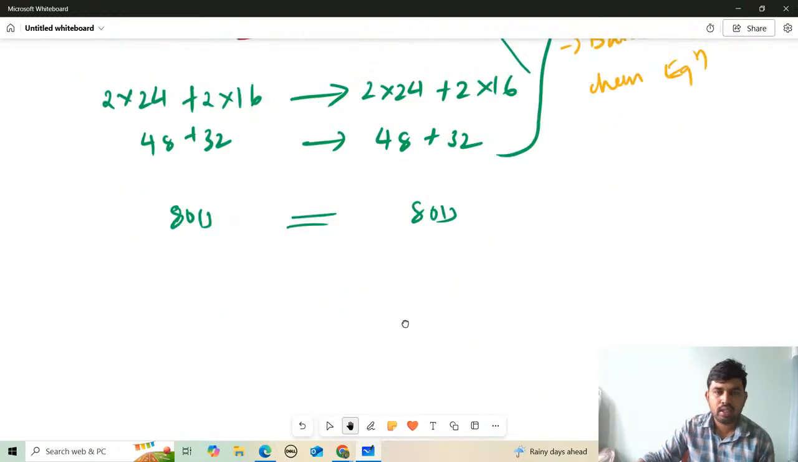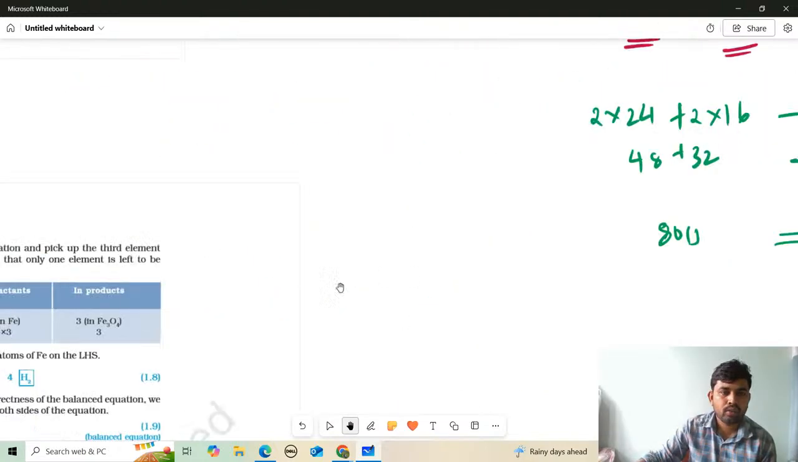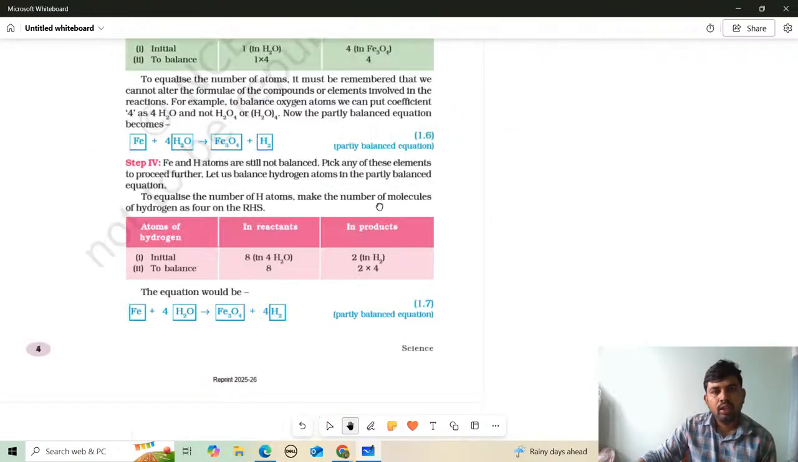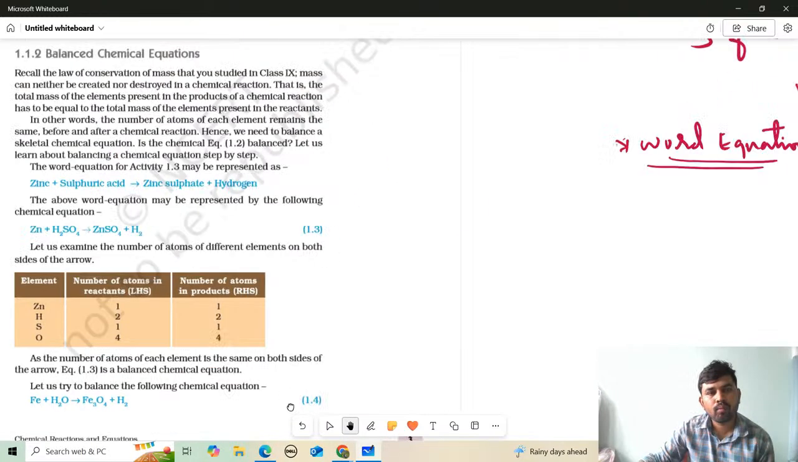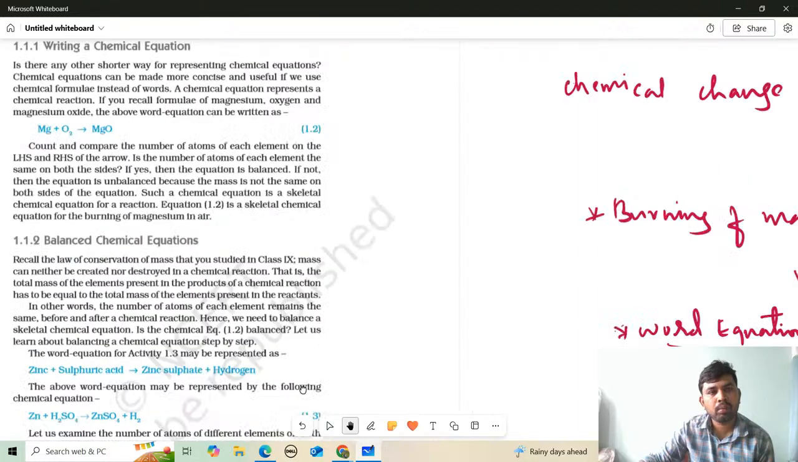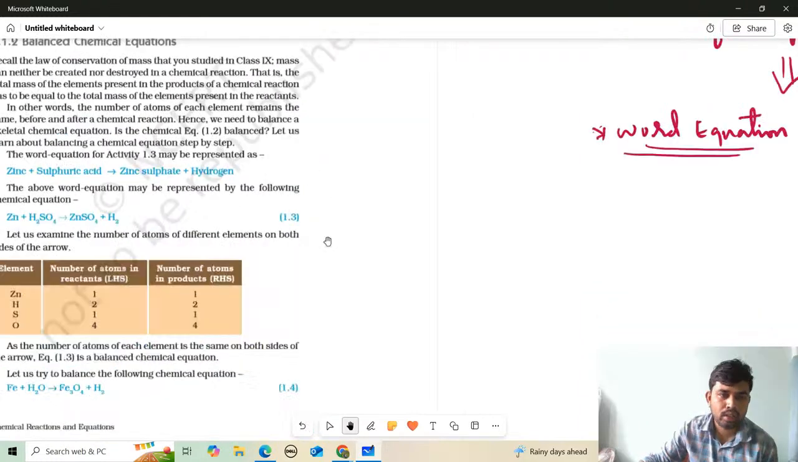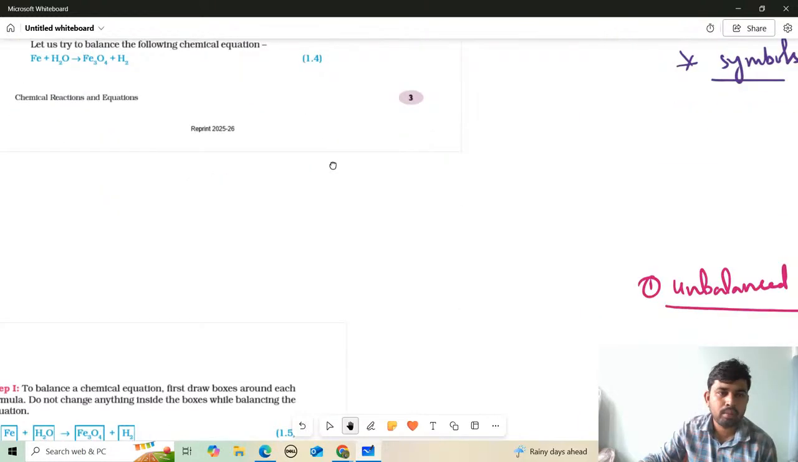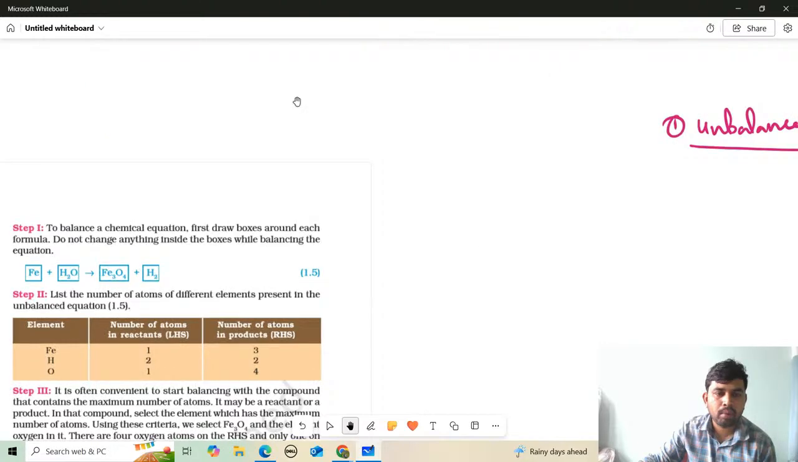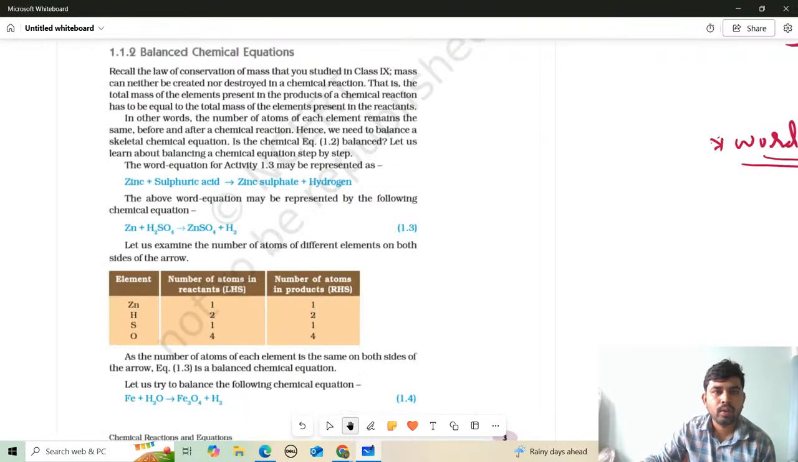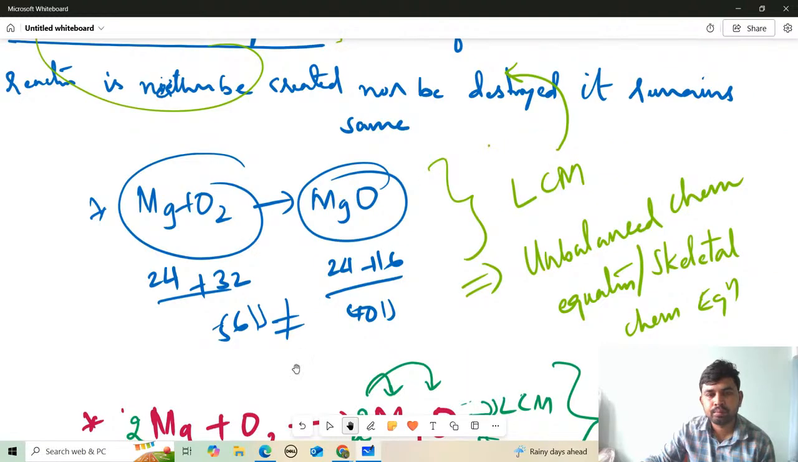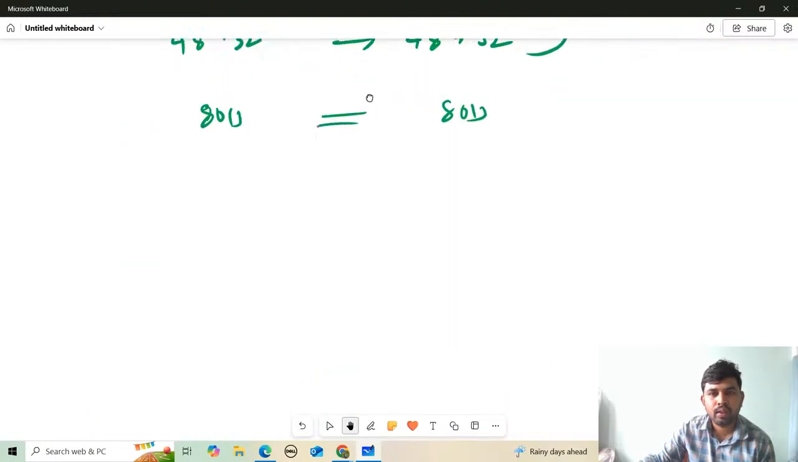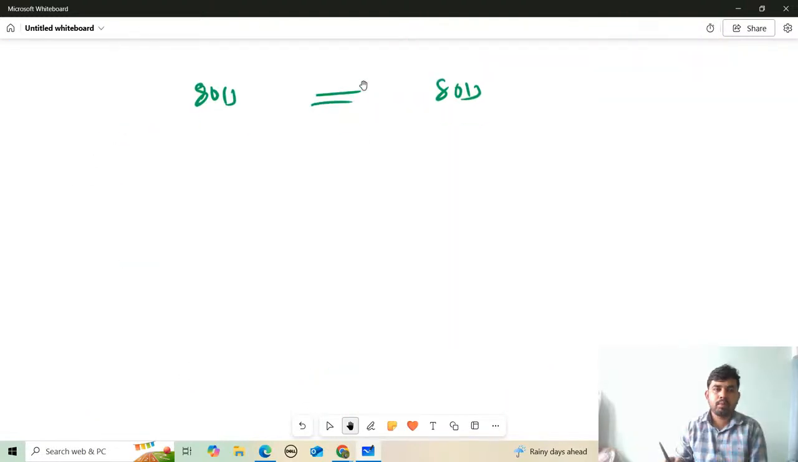Now the next one, we can go through this. You can see what is given here. One more example is given here, writing chemical equations. Two types are there: one is called balanced, another is called unbalanced. Let us discuss one more example. Now we discuss some other equation, right?